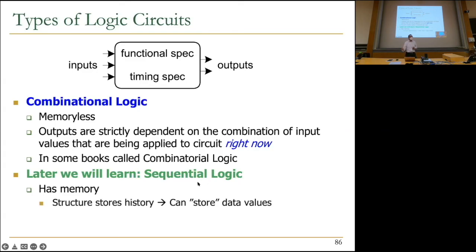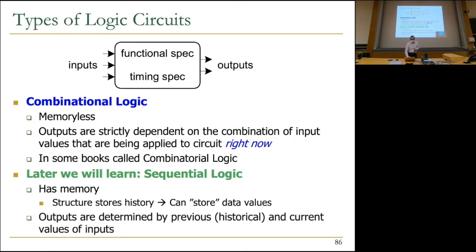Also, we'll learn about sequential logic, which really has memory in the end. And structure stores history. So you can store what you have done previously, what has happened in the past. And based on that, you can determine the outputs. Not just based on that. Outputs are determined by previous history as well as current values of inputs. That's more like a machine, right?